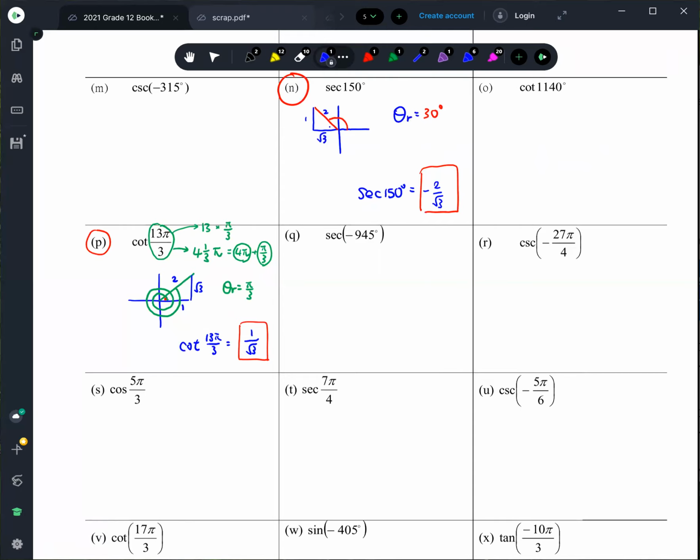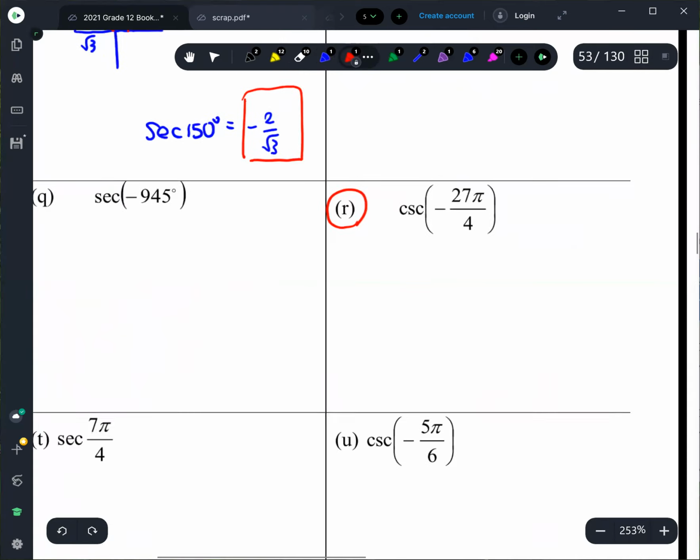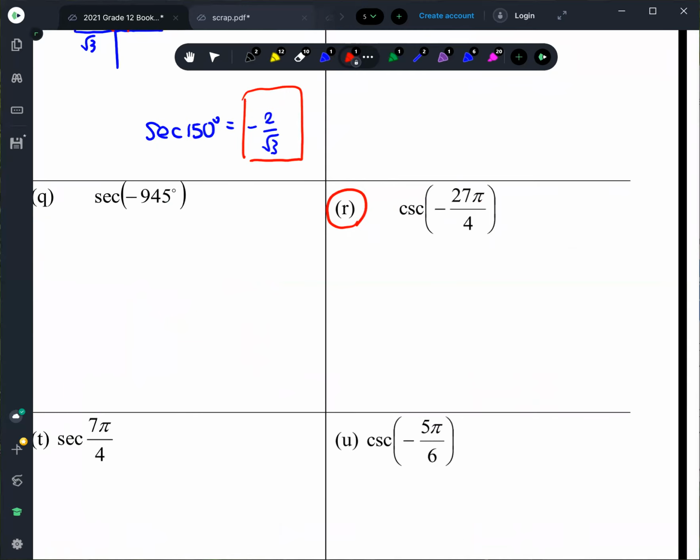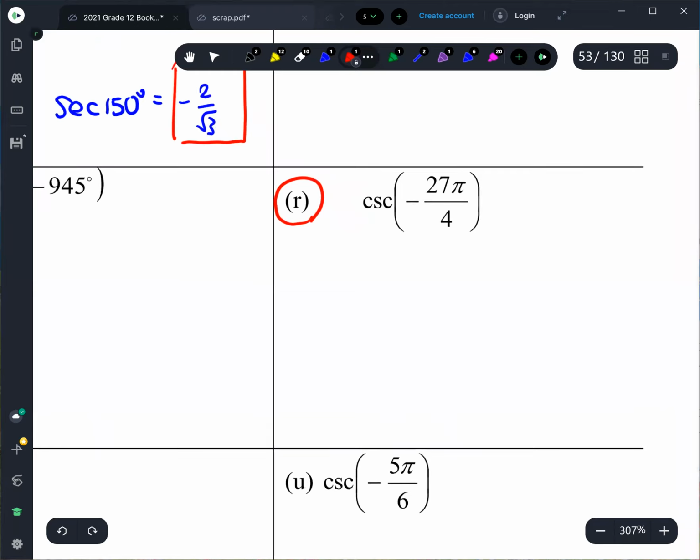Let's do question R. Okay, this one we have a negative angle, right? Question R, cosecant, okay? And negative 27π over 4. So think about how you do it quickly. How do you turn it quickly? Do not change to degree, right? Work in radian. And remember, this angle is a negative, so you have to turn in the direction that's negative.